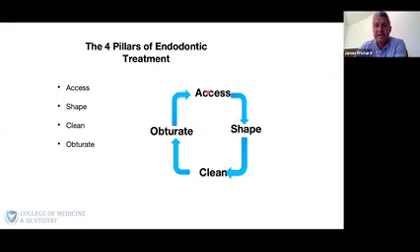So if our access is wrong, that can make shaping more challenging. And if our shaping is wrong, then it can make it harder for us to clean the canal system. If our access is correct and our shaping is appropriate, we can clean the spaces well, which means we can seal the spaces. And you have to bear in mind that our obturation completes with our coronal rehab.